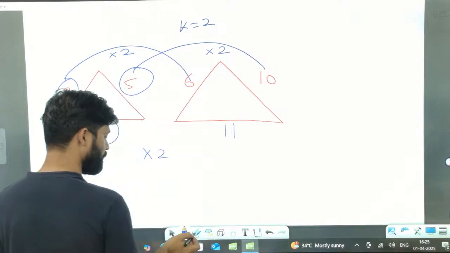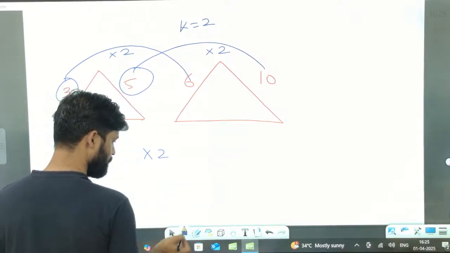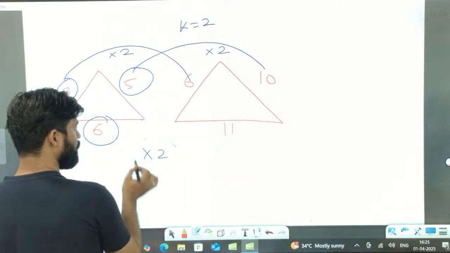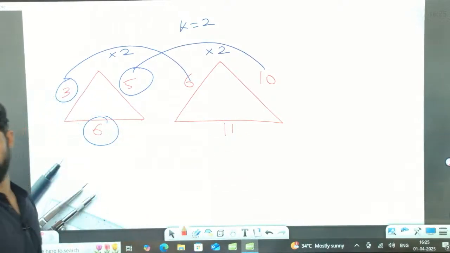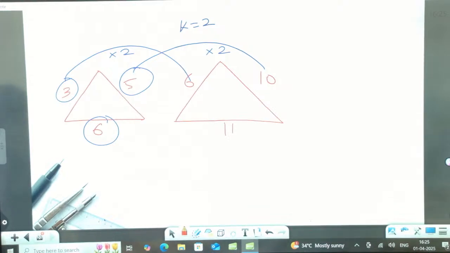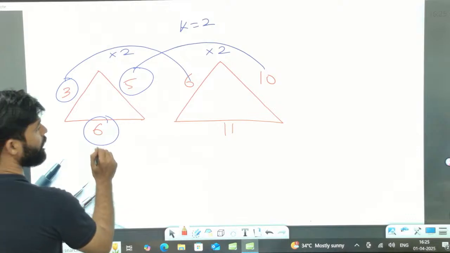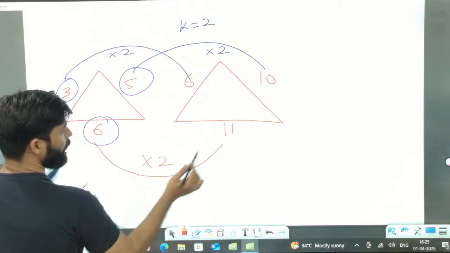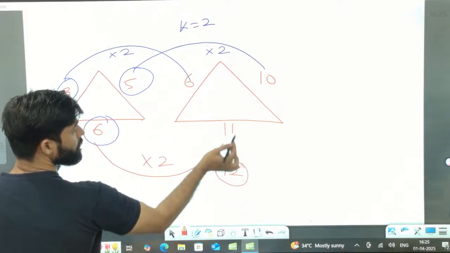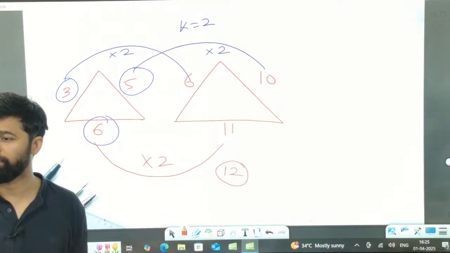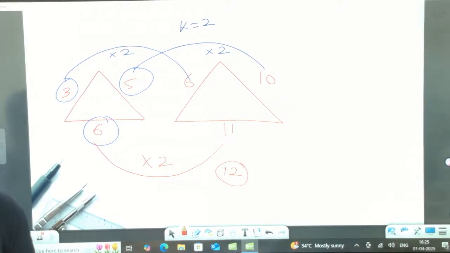This is 11 now. Now tell me if these two triangles are similar. No. Why? Because we have k factor as 2 in two sides, but if I multiply it by 2, it will be 12, but here the length is 11. These two triangles are scalene triangles and are not similar triangles. Getting it now? So the k factor must be equal.